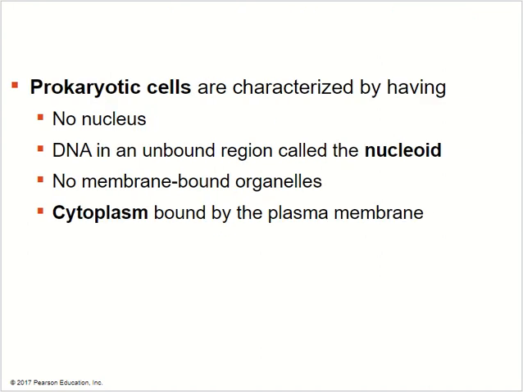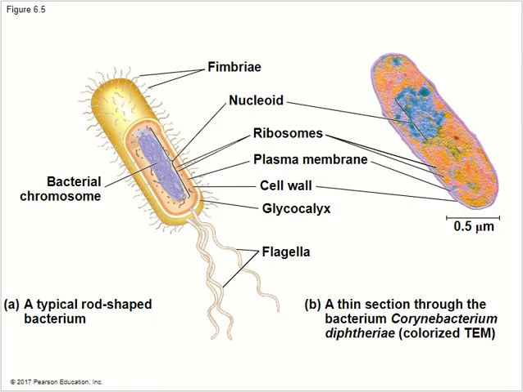Prokaryotic cells are characterized by having no nucleus to store their DNA. Their DNA usually exists as an unbound region called the nucleoid. There are no membrane-bound organelles inside a prokaryotic cell, and the cytoplasm is bound by the plasma membrane. Different types of bacterial cells can include rod-shaped bacterium.